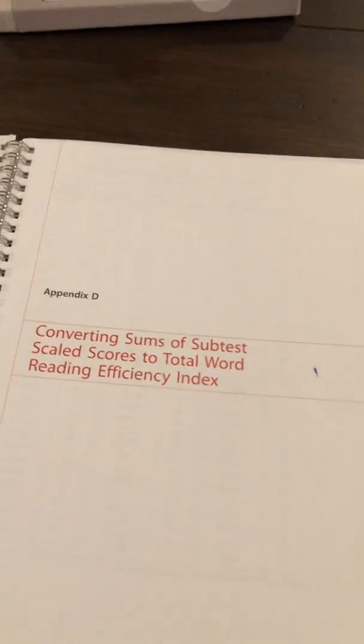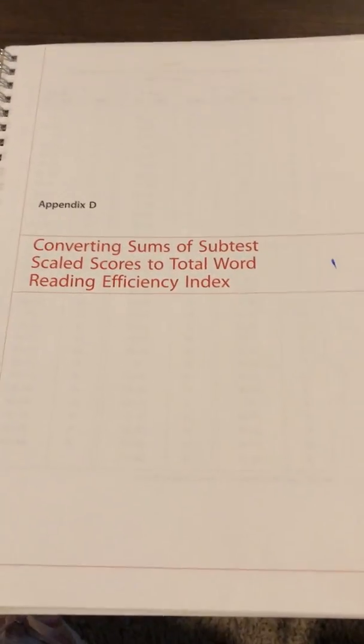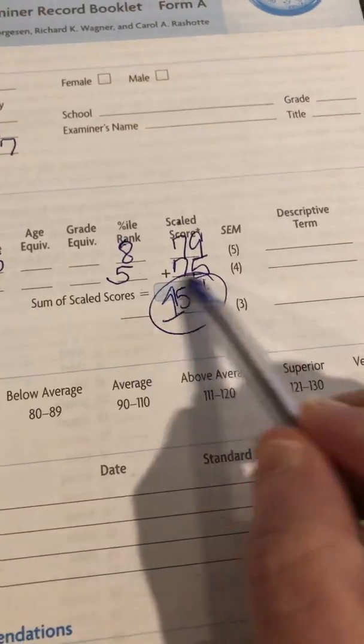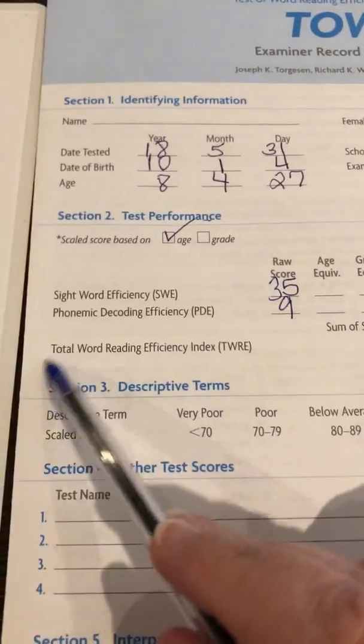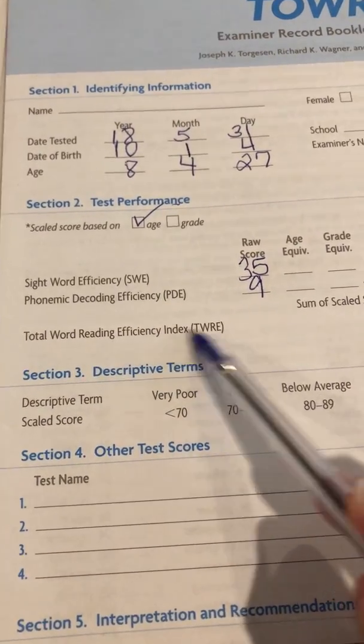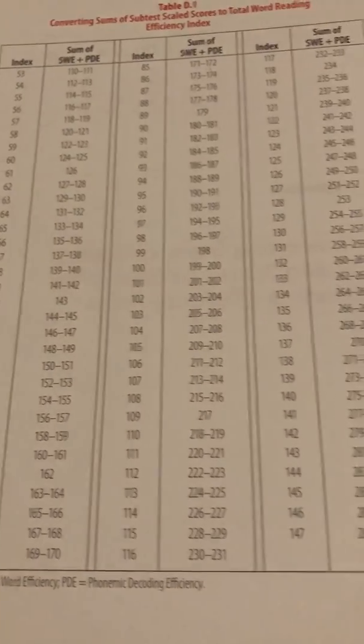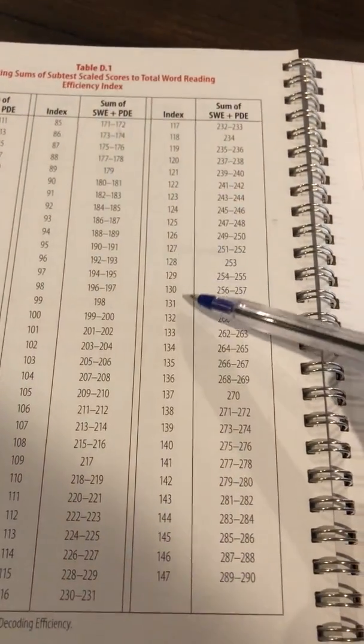The next appendix, we're going to convert the sum of subtest scaled scores to total word reading efficiency index. Okay, so here, this is our sum of scaled scores, and we need to convert it to what our total word reading efficiency index is, or the TOWRE. Okay, so let's get into these. And there's only one here again. So our scaled score sum was 154. So we need to find an index of 154.